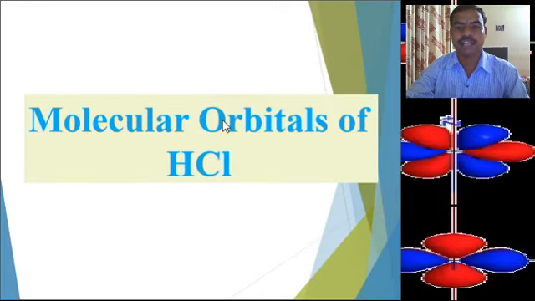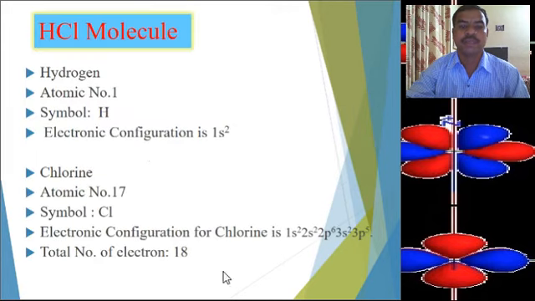The next example is the molecular orbitals of the HCl molecule. HCl is also a heteronuclear diatomic molecule. Hydrogen has atomic number 1, symbol H, and electronic configuration 1s1. Chlorine has atomic number 17, symbol Cl, and electronic configuration 1s2, 2s2, 2p6, 3s2, 3p5. The total number of electrons in the HCl molecule is 18.